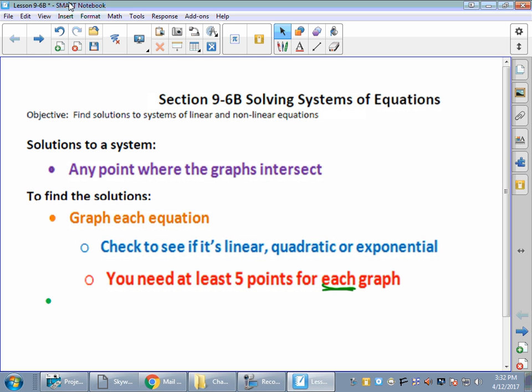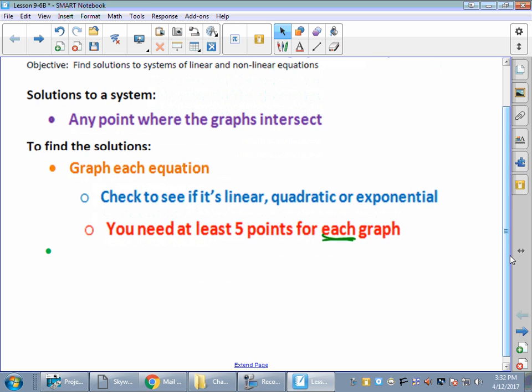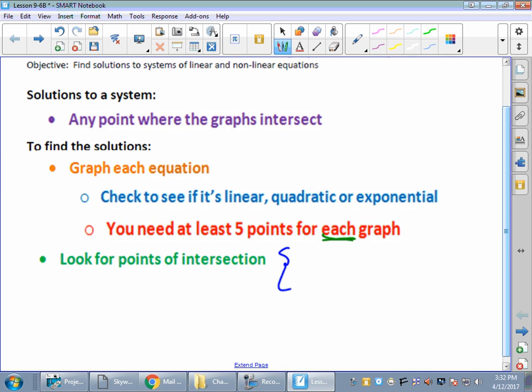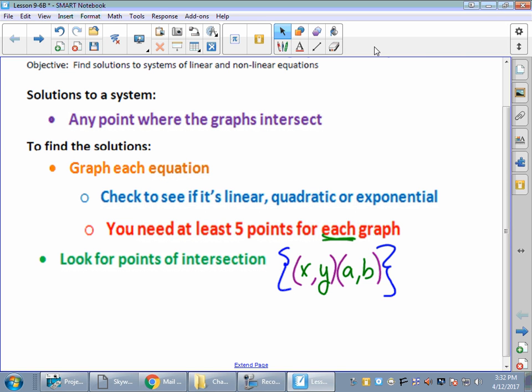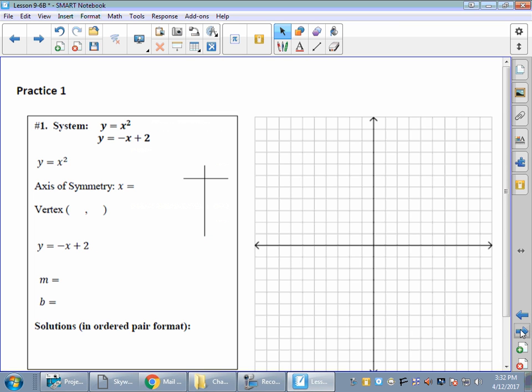After you've graphed your equations, mix and match of what type they might be, then you're going to look for your points of intersection. Those are your solutions, and they're going to be actual ordered pairs like x, y, or a, b, or something like that. So they are actual points, x, y, ordered pairs. All right, so not much to talk about. Let's just do an example or two and make sure you've got this.